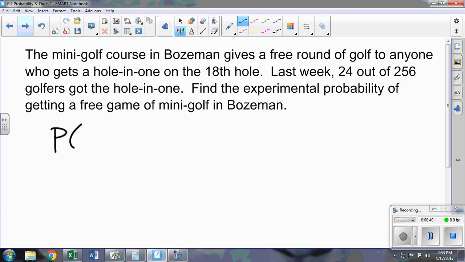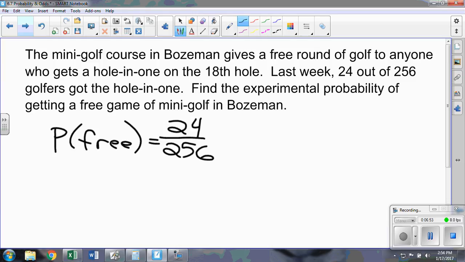Okay. Probability of our free game. How many successes were there? 24. How many trials were conducted? 256. That's our probability. 24 out of 256. Please remember though, we do expect you to simplify these. What number will divide into both 24 and 256?